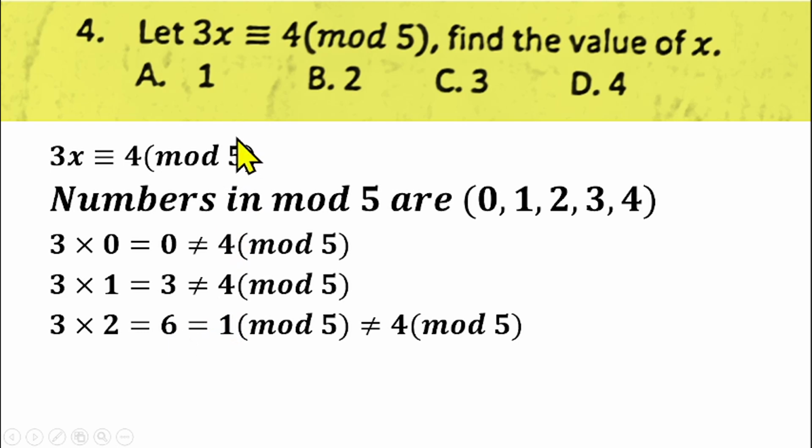So 6 in mod 5 is 1, and 1 is not the same thing as the answer we are looking for, which is 4. So 1 is not equal to 4. So that means this 2 that we have used to multiply 3 is not the answer also.